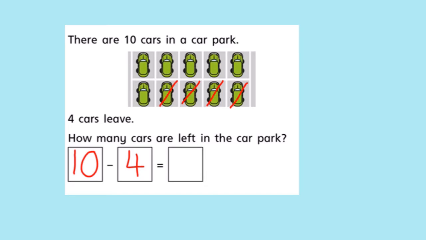How many are left? So let's count them. Well, I can see that the top of the 10 frame is full, so there's 5 there, and one more is 6. There are 6 cars left. Let's read the subtraction number sentence together. 10 take away 4 equals 6. Well done.